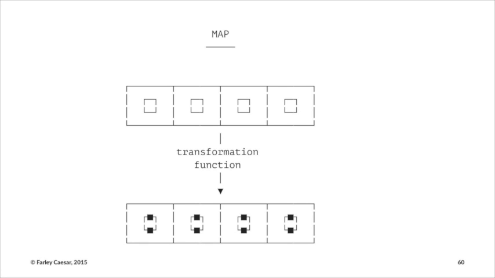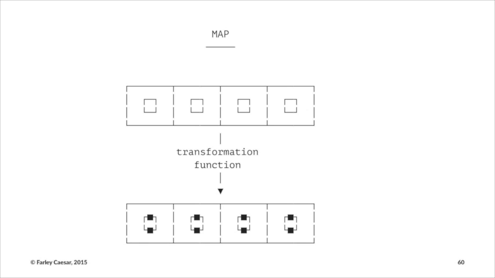Okay, but what does map mean, right? So you've probably heard this idea of map in functional programming. Basically, it's taking, let's say, a collection of data, having a transformation function, and then coming up with a new collection, right? And the new collection has the data transformed in some way.